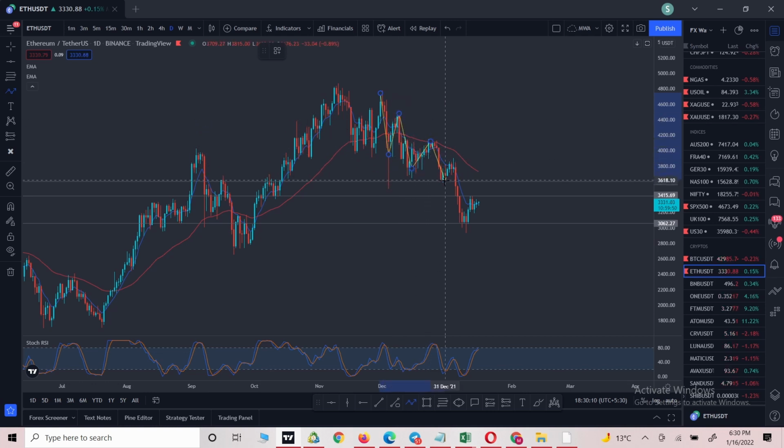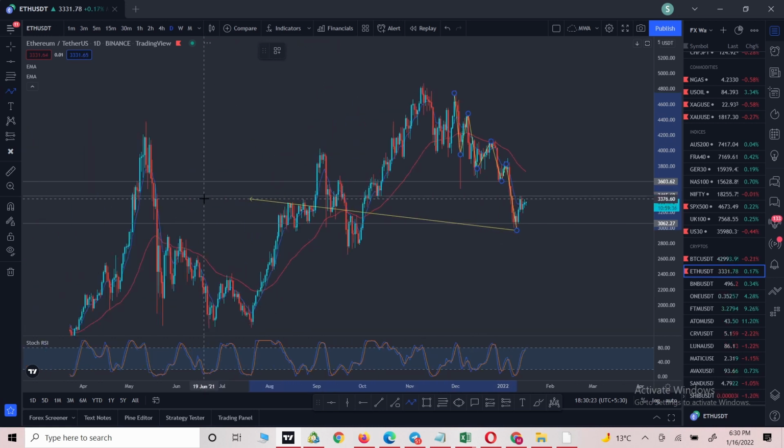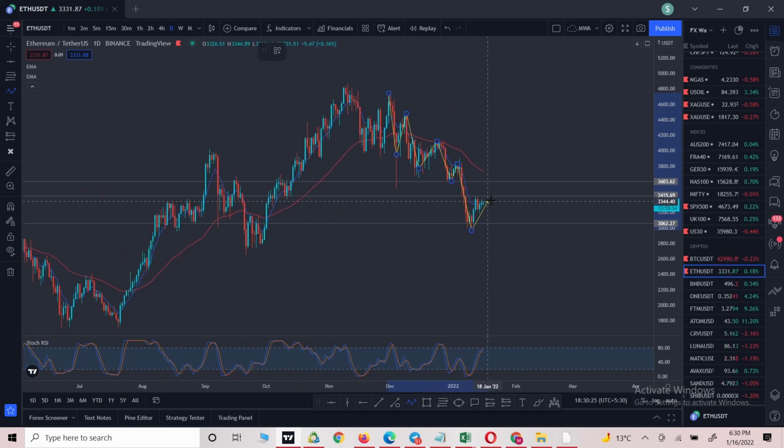Now if we talk about Ethereum, guys, starting from here, we have the low, lower high, lower low, lower high, lower low, lower high, lower low. So we are making lower lows and lower highs. Also, we are trading below the 50 EMA, so we are definitely bearish. As you can see, the price is finding some kind of resistance in this area, because this was a previous zone where the price reacted multiple times. So we might get rejected from this area.